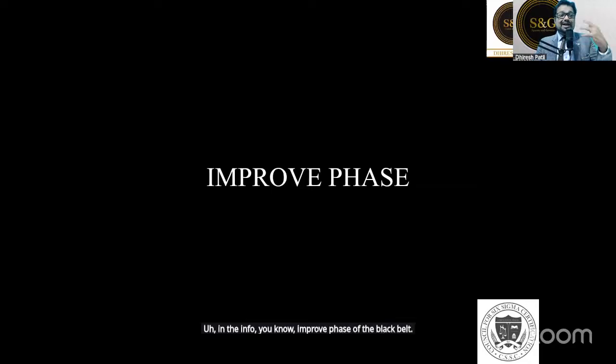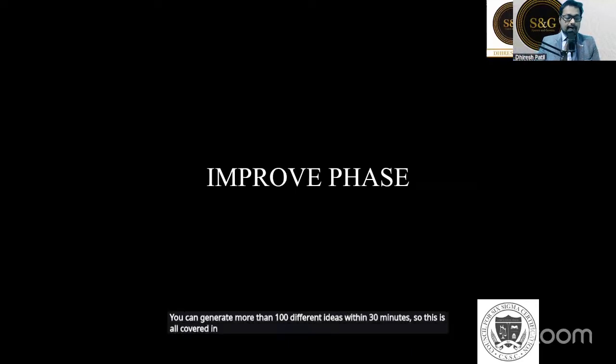There are so many tools we use in the improve phase of the black belt. Once we generate the solutions, then something like the effort benefit matrix. How many of you remember the effort benefit matrix? Yesterday we covered that. Just type yes in the chat box. Correct? Effort benefit matrix is to reduce the number of solutions, the number of ideas. There is another method called the 6 by 3 by 5 method. By using it, you can generate more than 100 ideas within 30 minutes. You can generate more than 100 different ideas within 30 minutes. This is all covered in our black belt level.